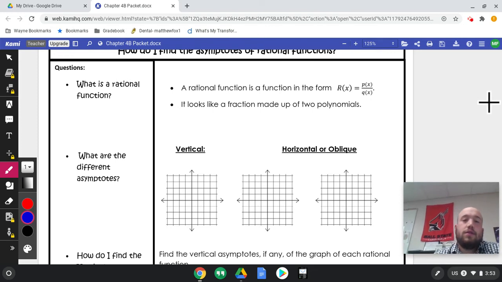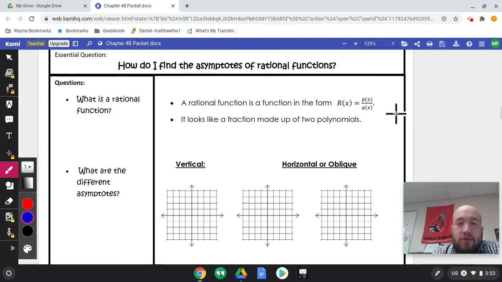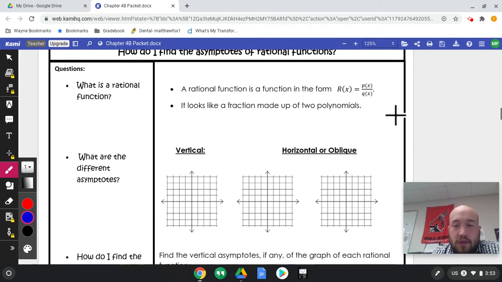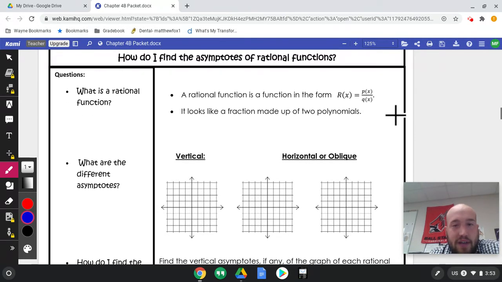All right, Giants. So today we are going to talk about how we find asymptotes of rational functions. Now, when I first say that, there's probably a few words you're not so sure about. So let's start with rational functions. This is when we have a fraction, as you can see here. It's a fraction made up of two polynomials.